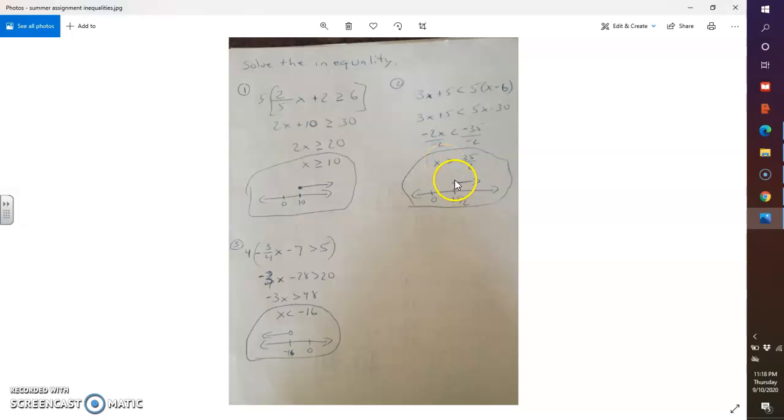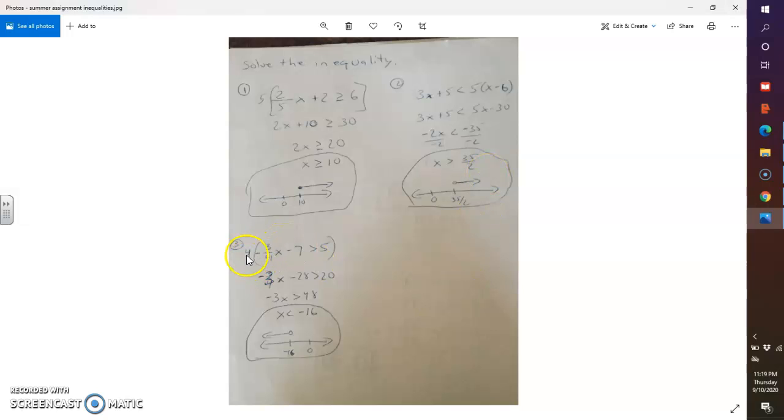Since it's a greater than, but just greater than and not greater than or equal to, the dot remains open. When it's greater than or equal to, we close it. When it's just greater than or just less than, we leave the dot open. x is greater than 35 over 2. Make our little dot at 35 over 2, which is obviously to the right of 0, and then we draw a line to the right.